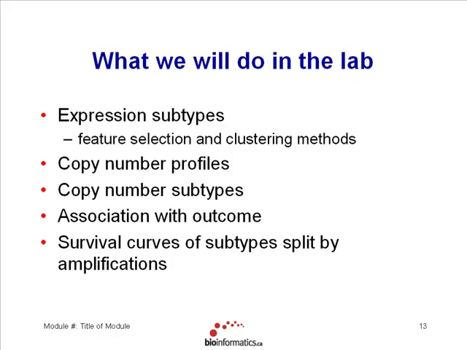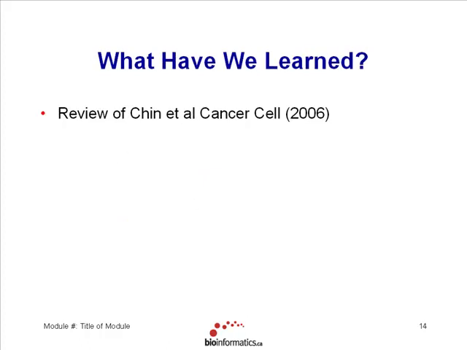Okay, just a preview of the lab before we go for lunch. We are going to look at these expression subtypes, and we're going to do feature selection and clustering methods. We're going to determine copy number profiles based on the array CGH and try to find copy number subtypes. Then tomorrow we're going to do association with outcome by plotting survival curves and looking at parameters that were associated with outcome. So this is just a review of the paper. If you haven't looked at it already, I encourage you to do so.